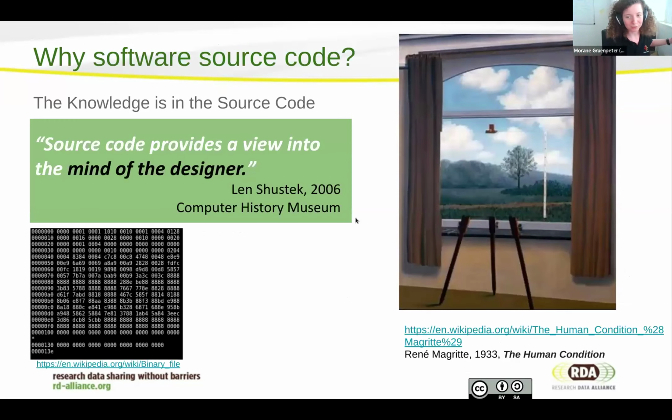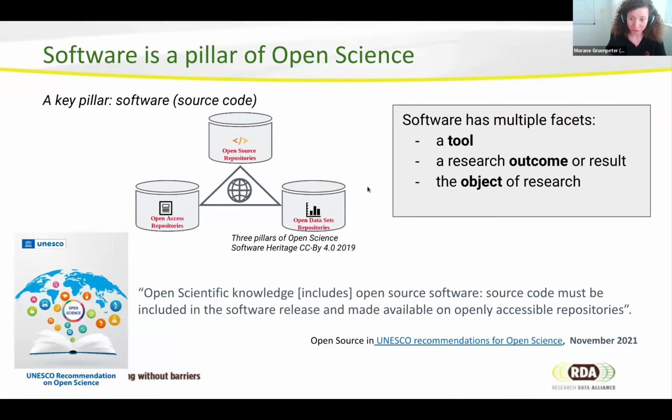And now, why software source code? Because the knowledge is in the source code. Source code provides a view into the mind of the designer. And why software in research? Because software is a pillar of open science, alongside data and articles. It has multiple facets as a tool, as a research outcome, or as an object of research. And it is identified in the UNESCO recommendation on open science.